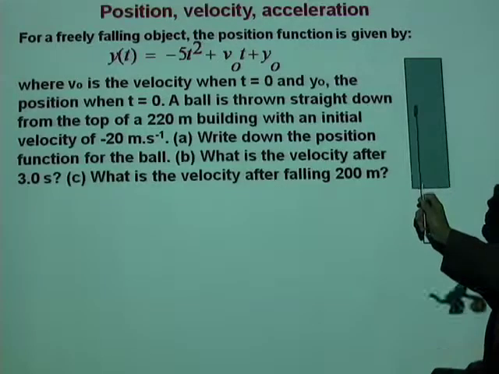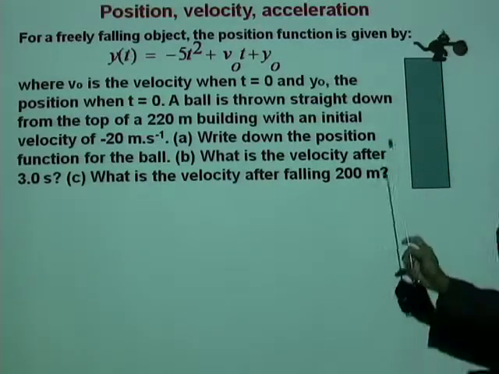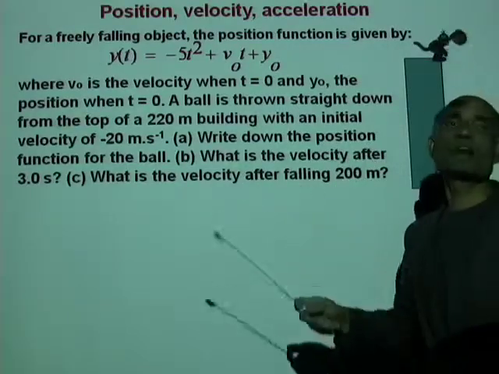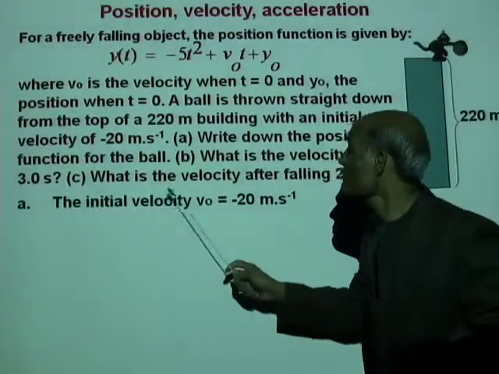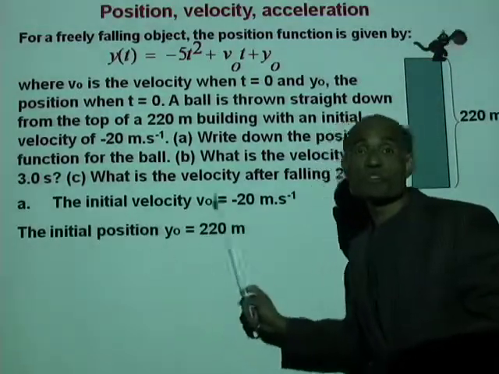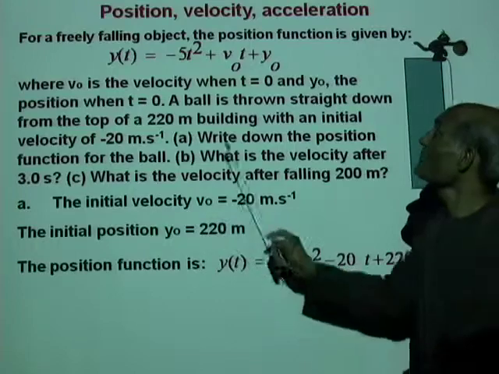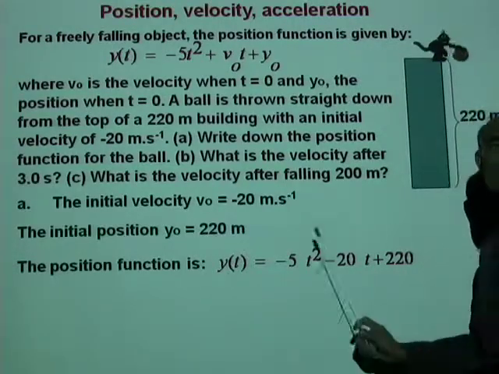This is the tower, which is 220 meters, and here's the monkey who is up there and going to throw the ball down with a velocity of negative 20 meters per second. I don't think he's going to do that, but we assume that he will. This distance is 220 meters. That means initially the position of the ball is 220 meters above ground. We will take the origin as the ground. So the initial velocity v0 is negative 20 meters per second. The ball is thrown down with that velocity. The initial position y0 is 220 meters, and therefore the position function is y of t equals negative 5t squared minus 20t plus 220. This is the position function.